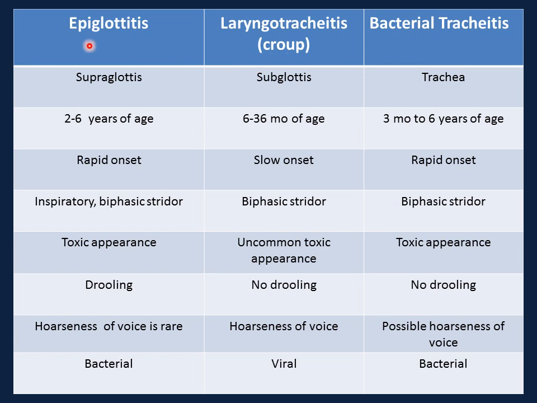This table is to differentiate between very important causes of stridor. The first one is epiglottitis. The site of obstruction in cases of epiglottitis is supraglottis, above the glottis or above the vocal cord. The age of presentation is 2 to 6 years of age. The onset is rapid and fast. The type of stridor is inspiratory but can be biphasic stridor as well.